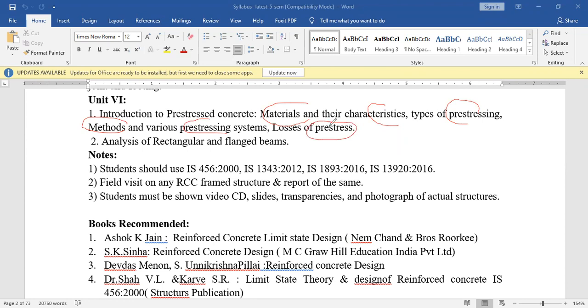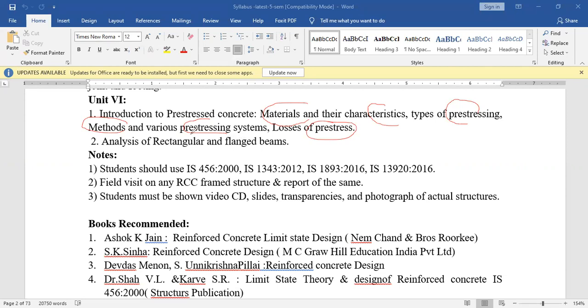Suppose you know that for any kind of structure, if you are going to give the pre-stressing, you are going to give stress to it. You are already thinking that after so many years, this may have certain stresses, so we'll already give the stresses to that particular structure. That is called pre-stress. And what should be the behavior of that pre-stressed structure?